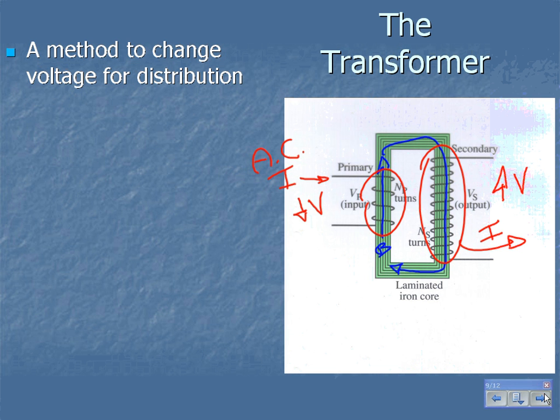The reason we use a laminated core is because that reduces friction.